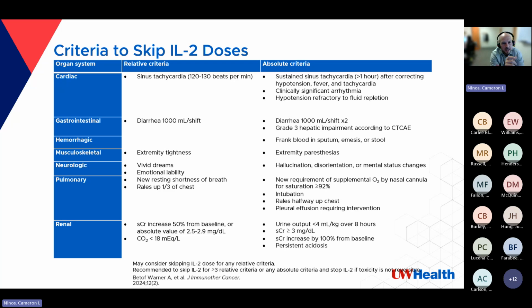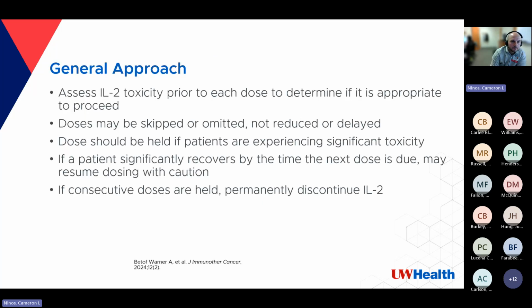The idea is that if a patient has any relative criteria, we could think about holding a dose. If they have 3 or more criteria, it would be recommended to hold. And then any absolute criteria, so things like profuse diarrhea output, hallucinations, oxygen supplementation or intubation, signs of renal failure, things that we would stop the course for.